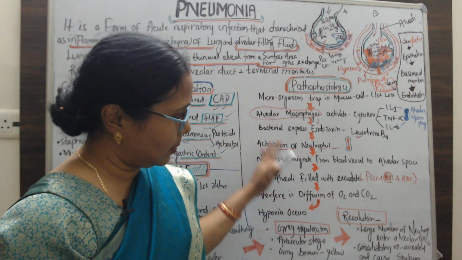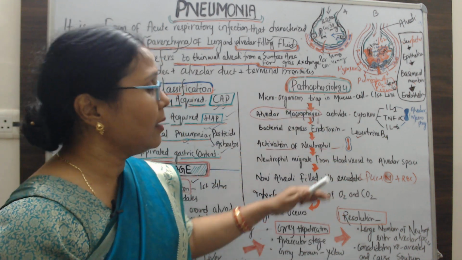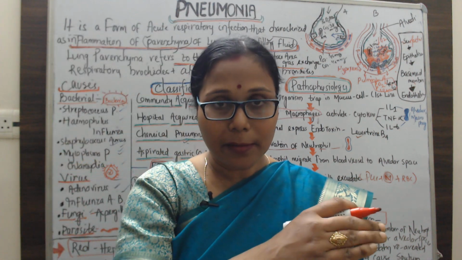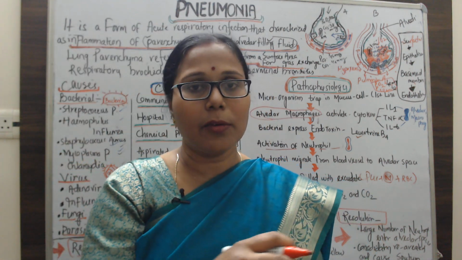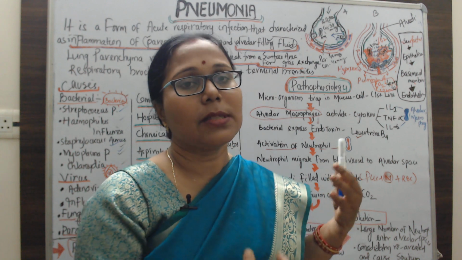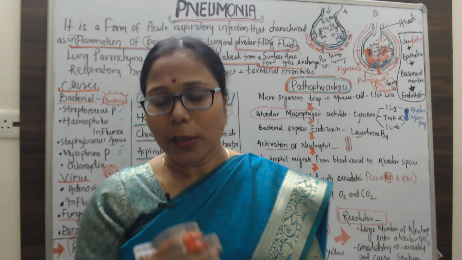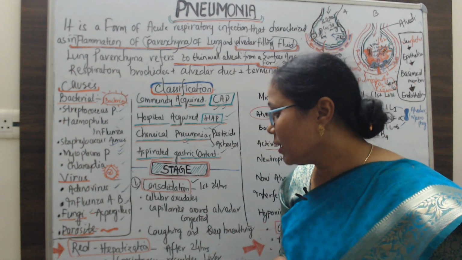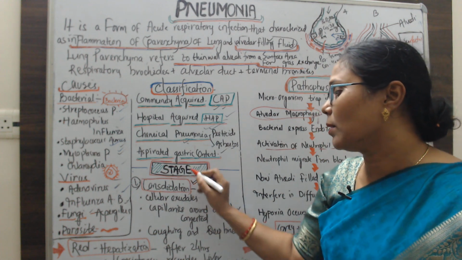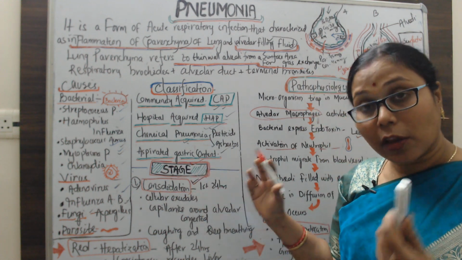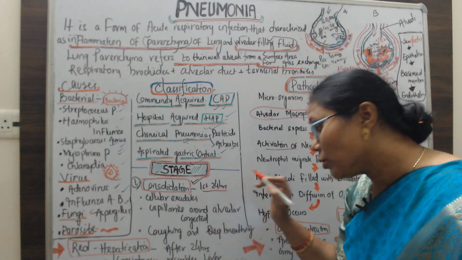All these things happen in pneumonia, and this is explained in 4 stages. Very easily we can understand how the signs and symptoms develop. Stage 1 is called consolidation, and it happens within 24 hours.